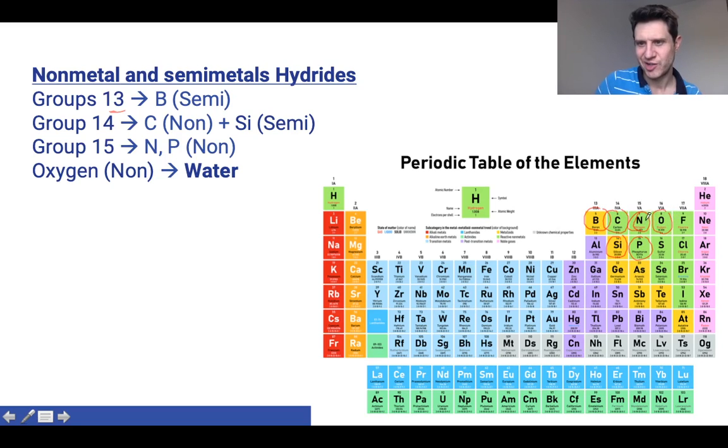Okay, good. As I said here, boron is a semi-metal. It's in yellow in this periodic table. Carbon is a non-metal, in green, and silicon is in yellow and is a semi-metal. Nitrogen and phosphorus are in green, non-metal, and oxygen, of course, group 16. When you mix it with hydrogen, you obtain water.